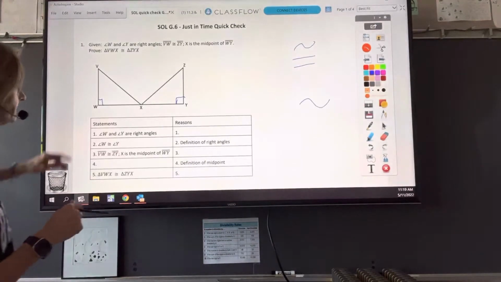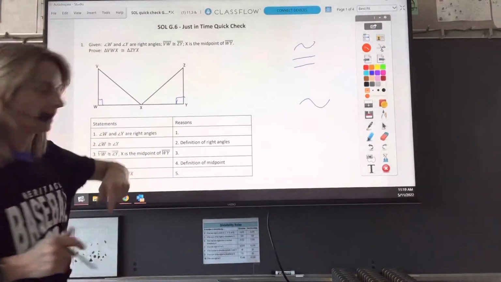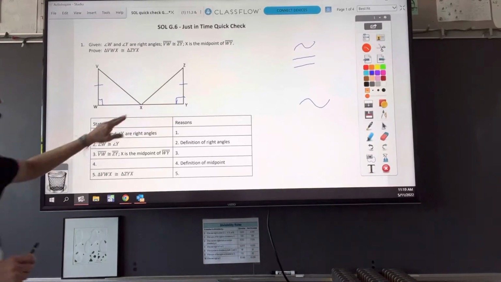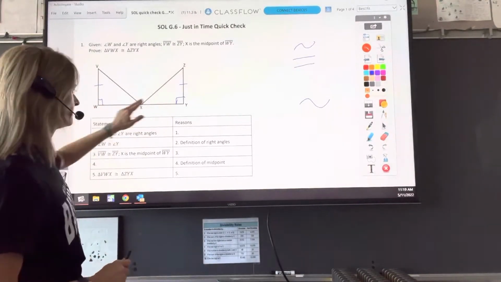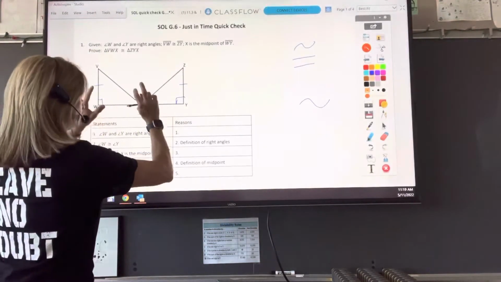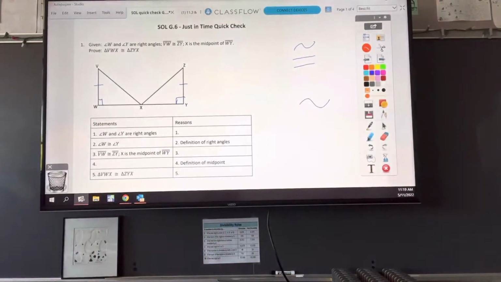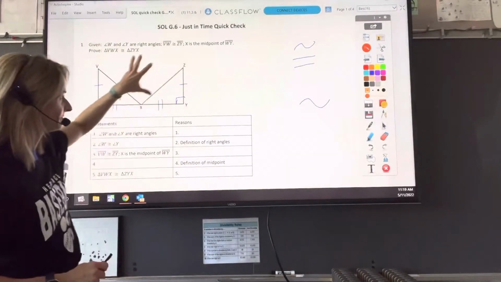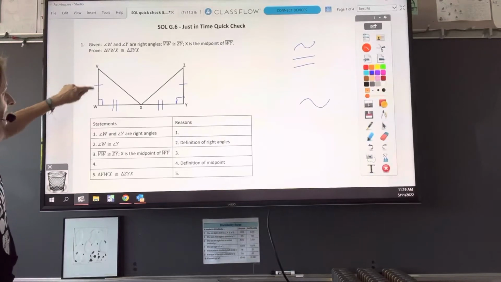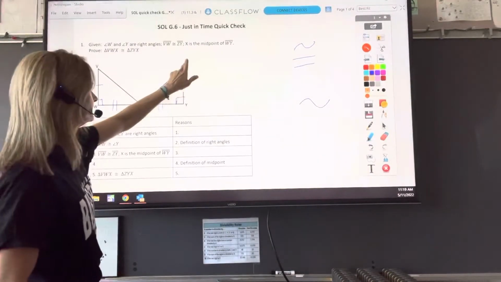So did I put that information on the diagram? VW is congruent to ZY. So let me mark that on there. They also told us that X is the midpoint, the point in the middle of WY, which tells us that these lengths are also congruent. So I'm going to put a different mark there to show that they're the same. Now we've got all the information that's given to us and we've put it on the diagram. Now we're being asked to prove that triangle VWX is congruent to triangle ZYX.